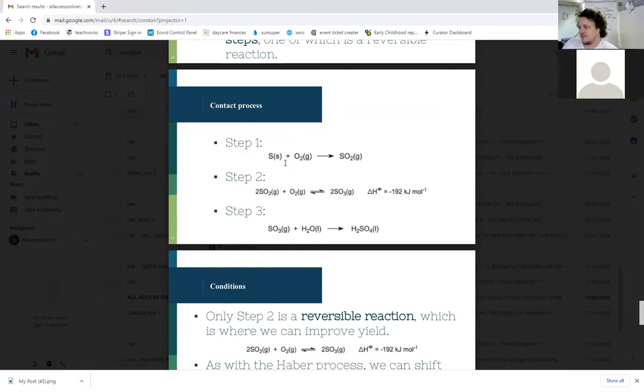Step two, I'll give you 30 seconds to write these down. Step two is a reversible reaction, so we can manipulate the equilibrium position. It is effectively exactly the same as the Haber process. There's more gas molecules on the left than there is on the right, and it's an exothermic reaction.